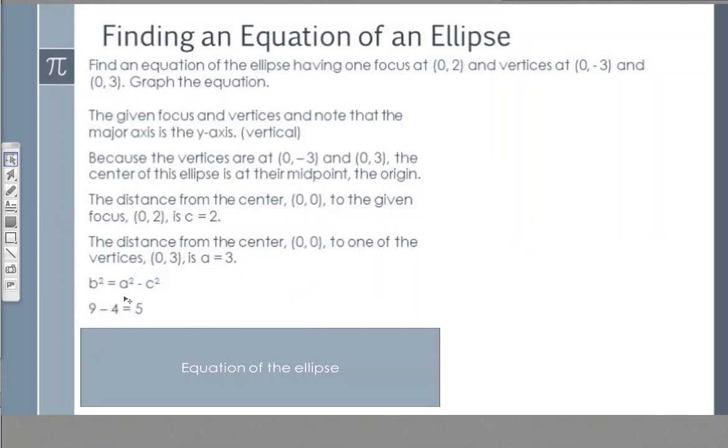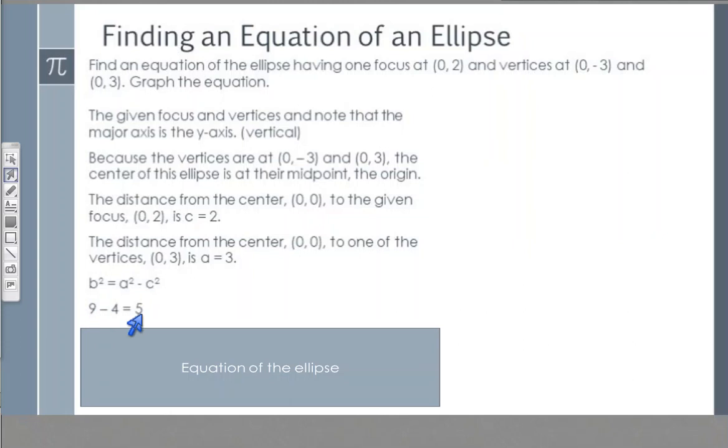I've got my a value, which was 3. You go ahead and square it. I just flipped the equation. And then my c value was 2. I plug that in and square it. It gives me a 4. 9 minus 4 gives me 5. So that means my b squared value is 5.